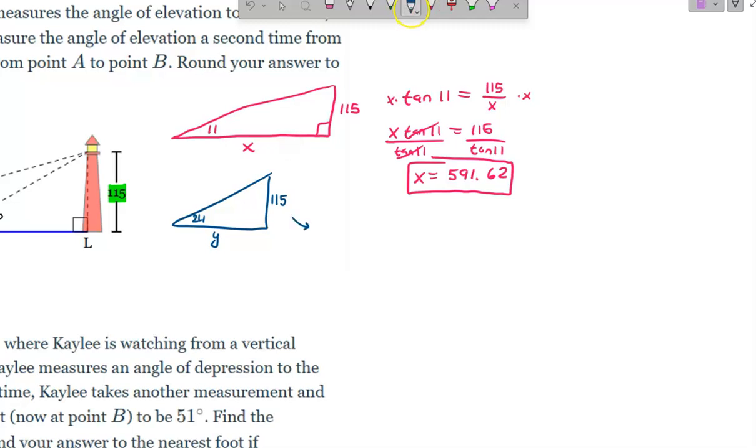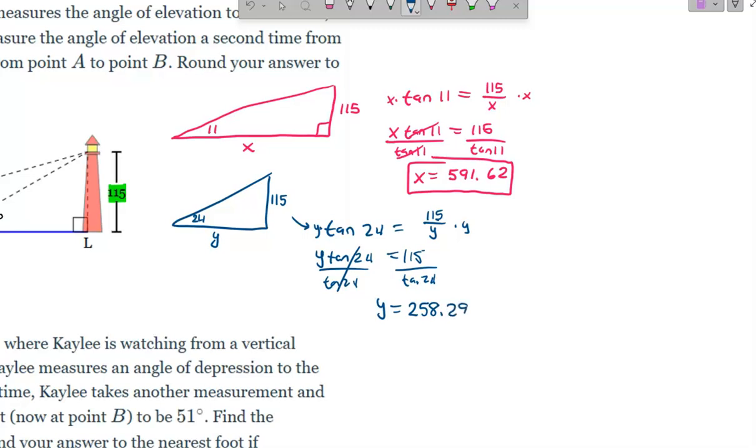Now we're going to take this triangle and do exactly the same thing, quite frankly. It's going to be tangent of 24 this time, and that's going to be equal to 115 over y. We'll multiply both sides by the denominator, so we'll have y times tangent 24 equals 115. Divide both sides by that tangent of 24. Once again, I'm going to go into my calculator in one operation and do 115 divided by tangent of 24. So I get an answer of 258. We'll go nearest hundredth again, so this is going to be 258.29.